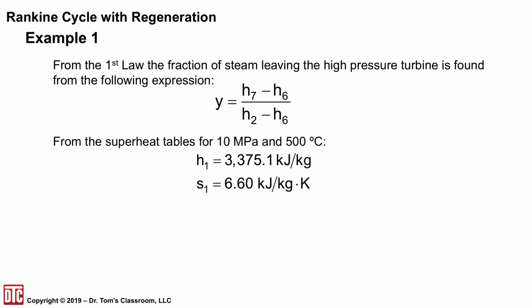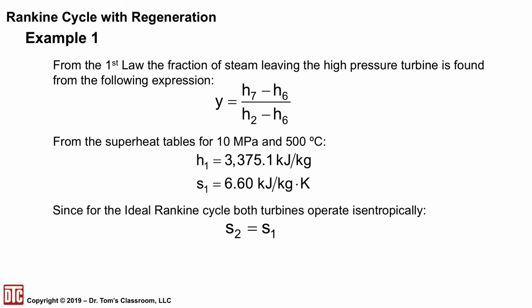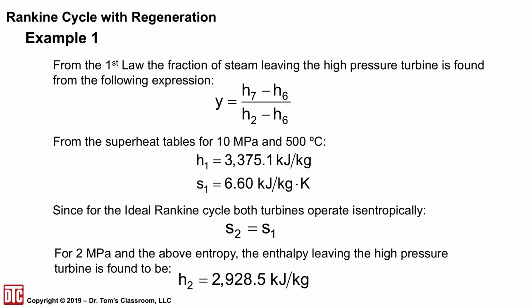So from the superheat tables, we can get H1 at 10 and 500, and we have H1 and S1. We need it, because for the ideal Rankine cycle, both turbines operate isentropically, so S2 would equal S1. And so for 2 megapascals and the above entropy, the enthalpy leaving the high pressure turbine is found to be 2,928.5 kilojoules per kilogram.